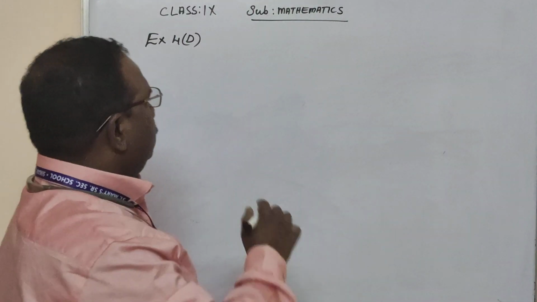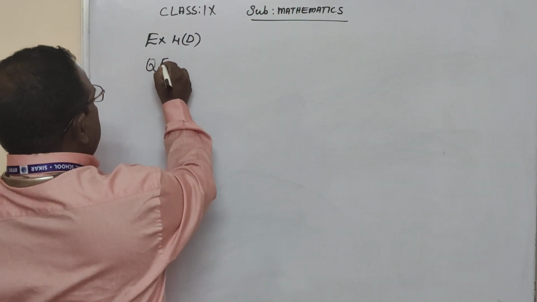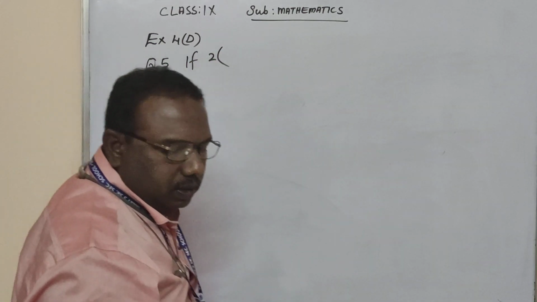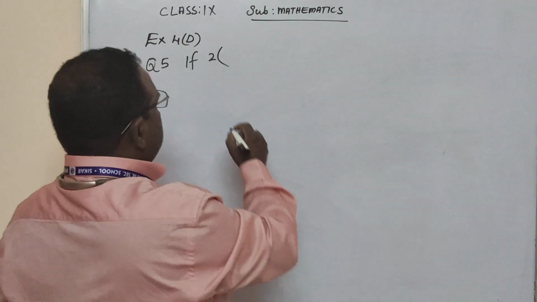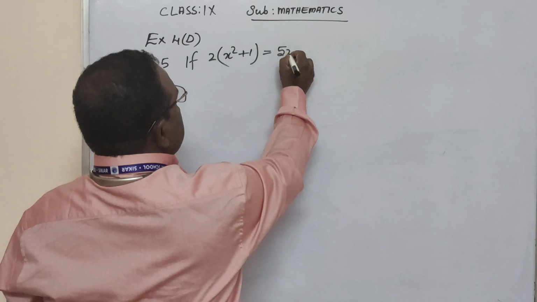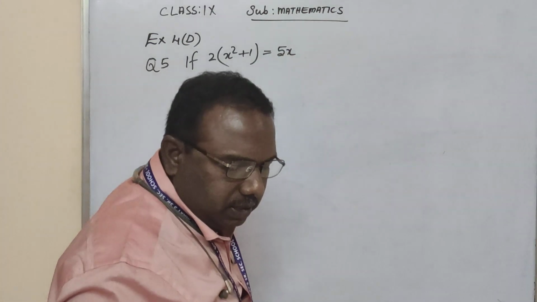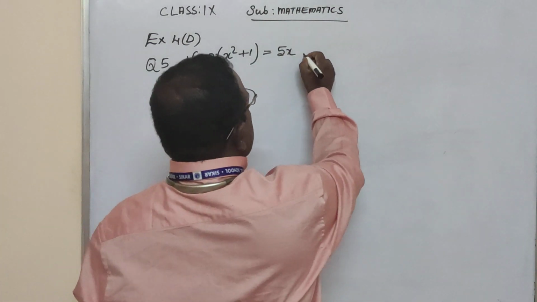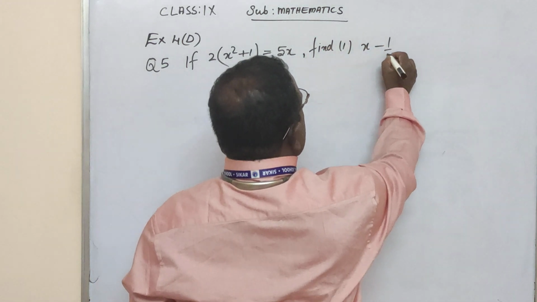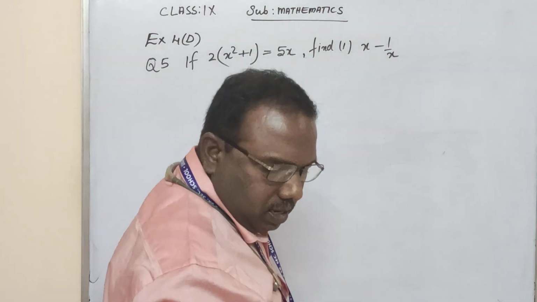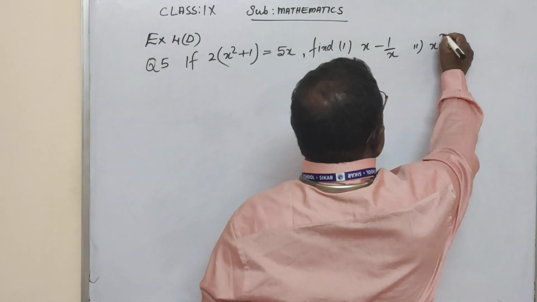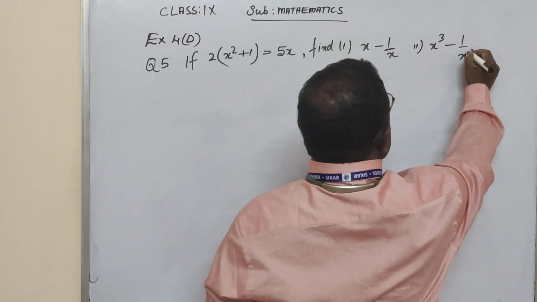Question 5 I want to do. If 2 into x square plus 1 is equal to 5x, find, first, x minus 1 by x. Second, x cube minus 1 by x cube.